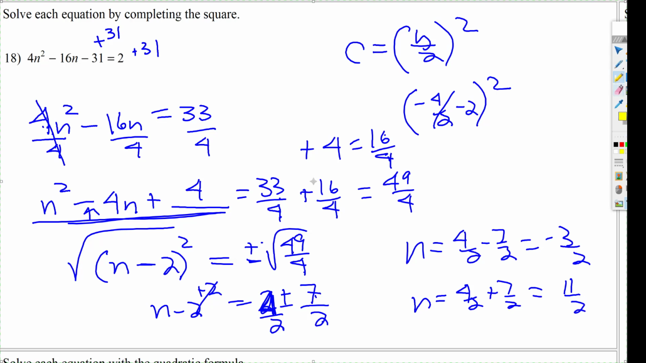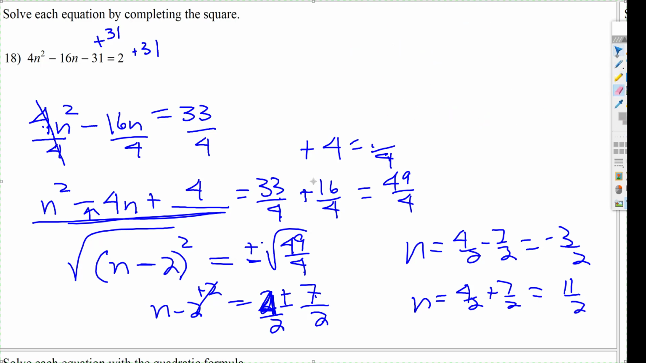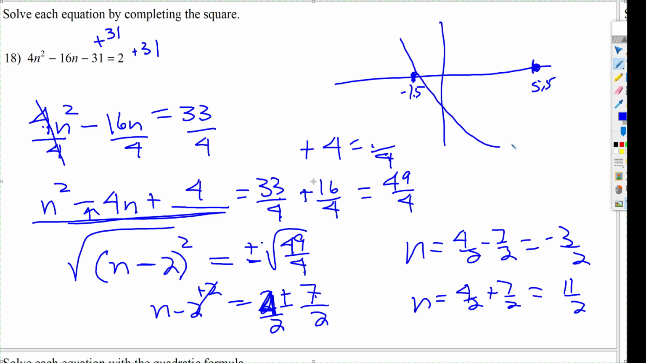And remember what that means. When you go to graph it, right there at about -1.5, that's -3 halves. And 11 halves, 5.5, is over here. I didn't draw that very well necessarily, but it looks something like that.